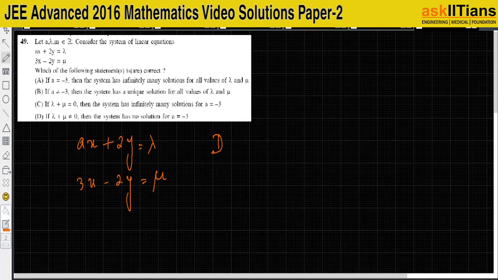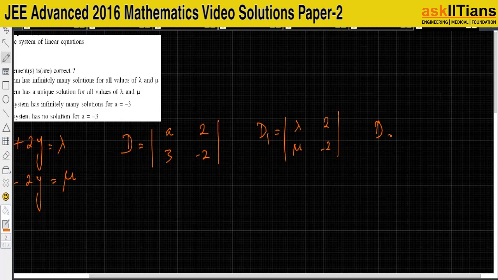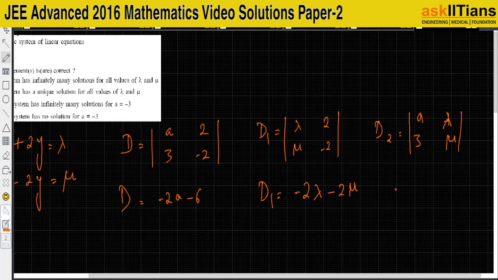First of all, tell me what is D. D is nothing but the determinant of A: 2, 3, minus 2. This is D. What will be d1? For d1, I'll replace the first column by the constants, so d1 will be lambda, mu and 2, minus 2, and d2 will be lambda, mu and a, 3. So these are the values of d, d1, d2. D will be minus 2a minus 6, d1 is minus 2 lambda minus 2 mu, d2 is a mu minus 3 lambda.